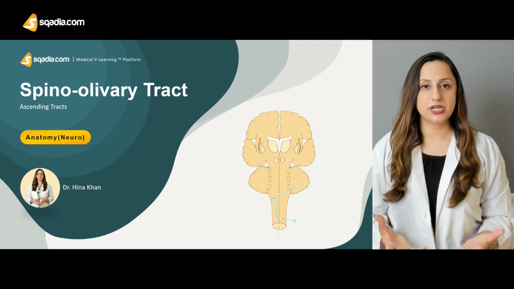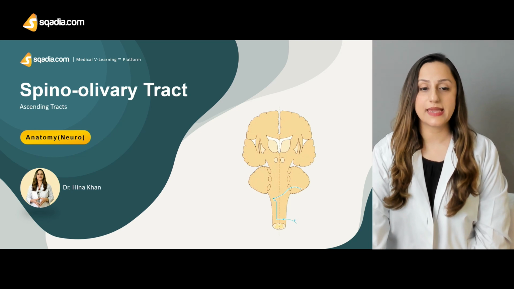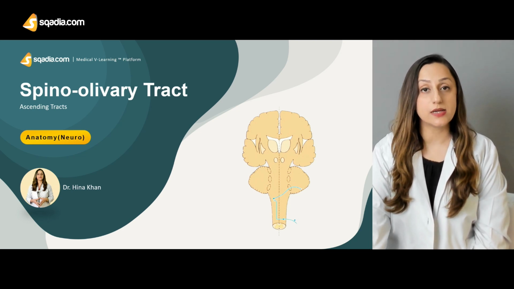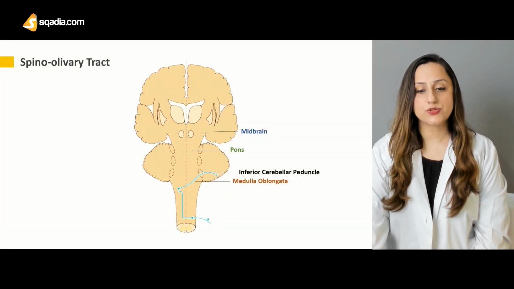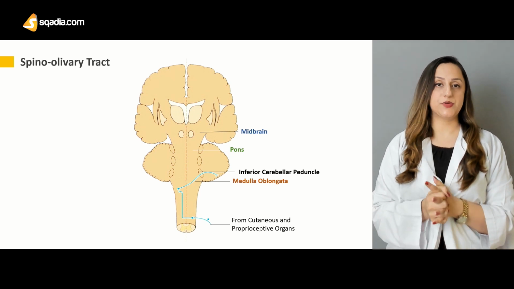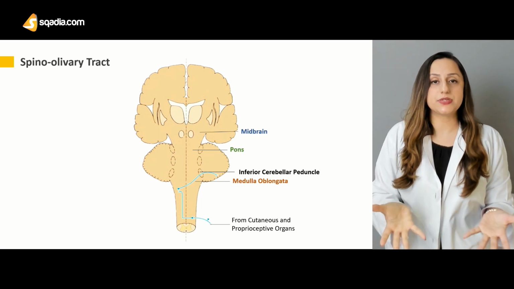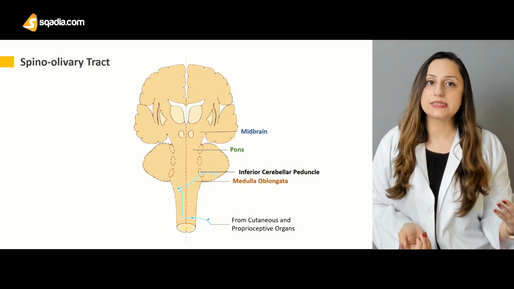We have this particular tract which ends up in the inferior olivary nucleus and is again taking back this information regarding the proprioception and the joint positioning. So the tract starts off from the cutaneous and the proprioceptive organs and the receptors that are present in our skin, and the information is taken back to the spinal cord.